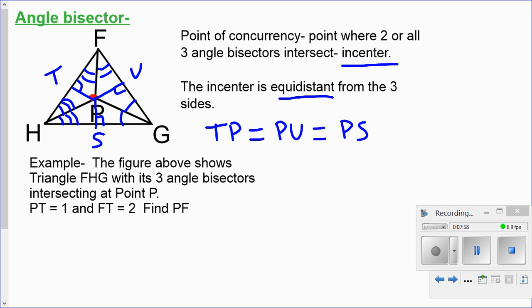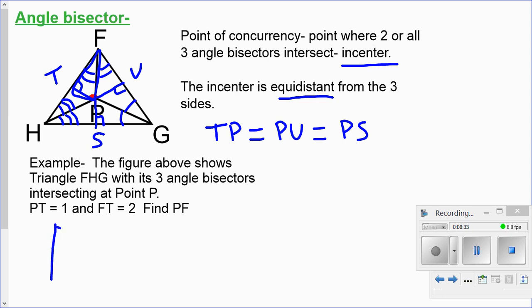It says the figure above shows triangle FHG with its three angle bisectors. We already talked about that, and they're intersecting at point P. Remember, that point is called the incenter. So PT is equal to 1, and FT is equal to 2. Find PF. I'm noticing that everything they're referring to is in this triangle right here, so I'm just going to redraw that triangle.